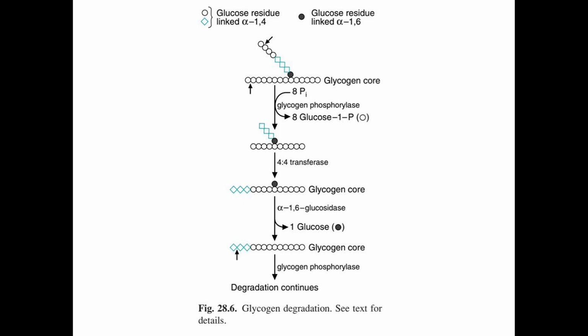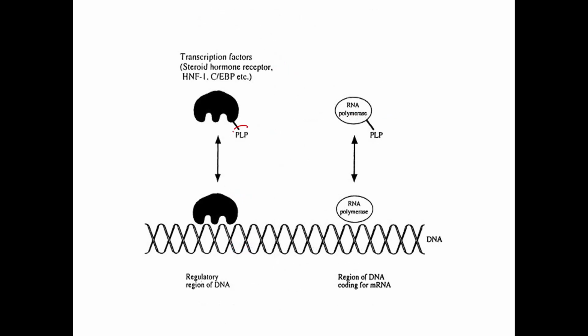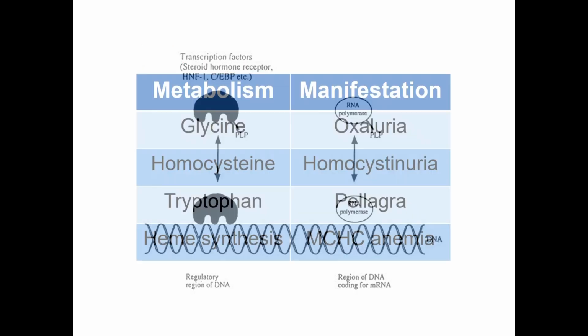Then we have glycogenolysis. In this, glycogen phosphorylase is the one which requires PLP. Lastly, PLP binds to steroid hormone receptors, and it prevents the steroids from binding to the steroid hormone receptor and prevents the transcription. Therefore, pyridoxine basically downregulates the steroid-mediated gene expression.